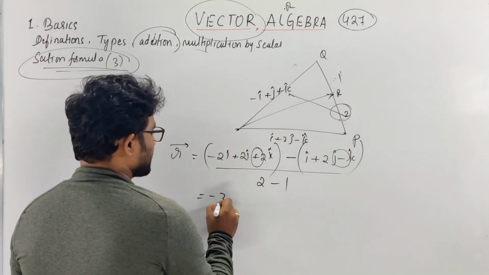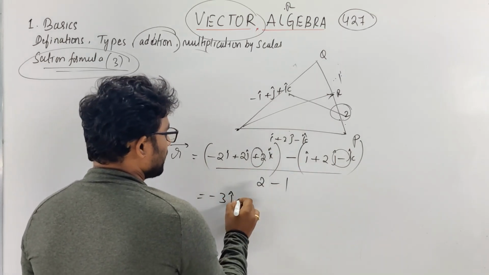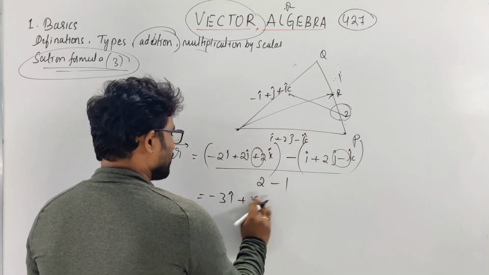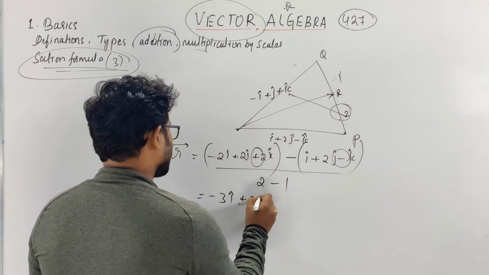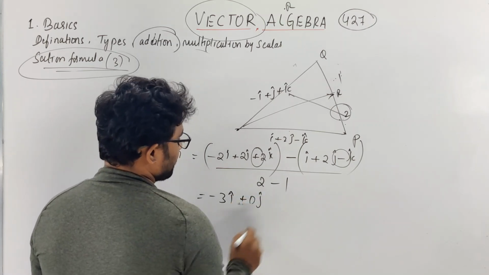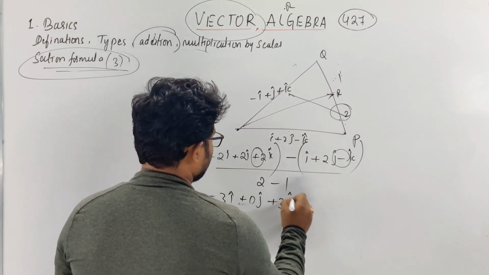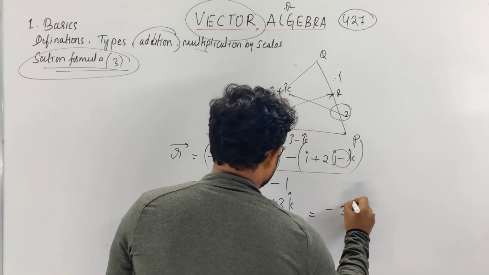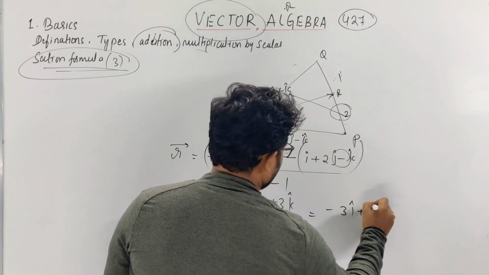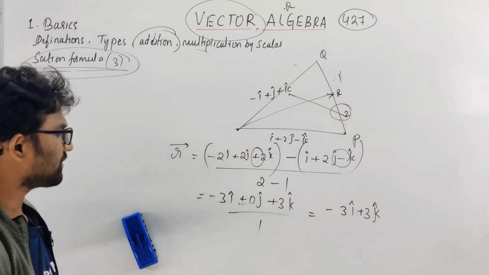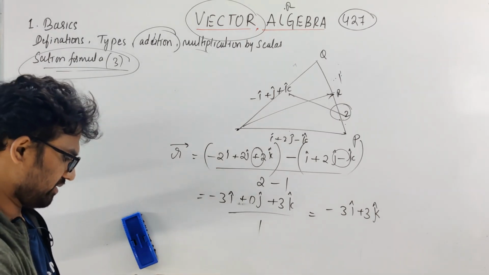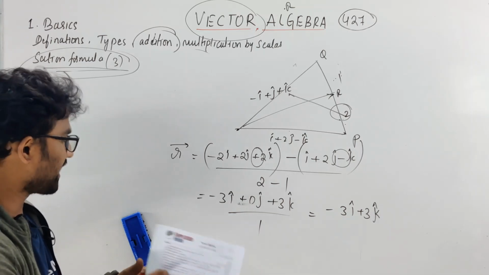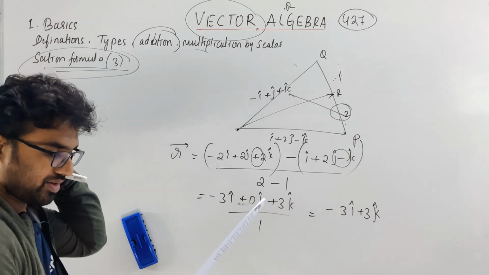So -2 - 1 is -3 i cap. 2 goes, 2j cap becomes 0. You don't have to write 0 if 0 is there, but it's okay to write 0j. And 2 - (-1) is 3 k cap, divided by 1, so the answer is the same. The answer comes as -3i cap + 3k cap. Understood now? That's how it is. And the question is basically the same thing.